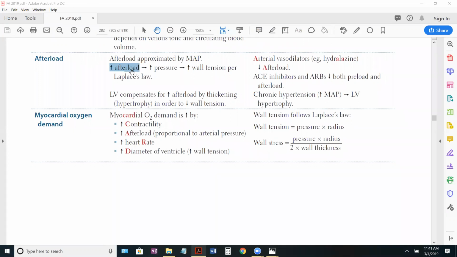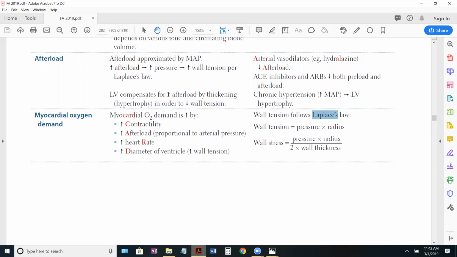So afterload. Now, what is the effect of afterload on the heart? Think about it. Afterload will put up pressure on the heart, and that will increase the wall tension of the heart as per the Laplace law. We will see the Laplace law later on. Wall stress is directly proportional to wall tension and follows the Laplace law.